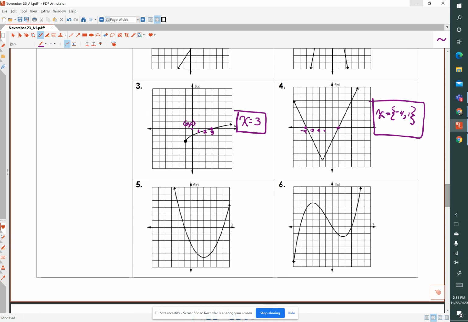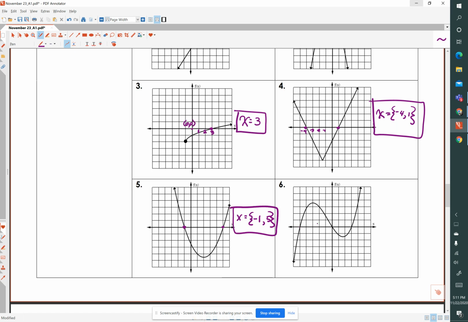So 5 and 6, try those on your own. Okay, so we're intercepting at -1 and +1, 2, 3, 4, +5. So x equals -1, +5.